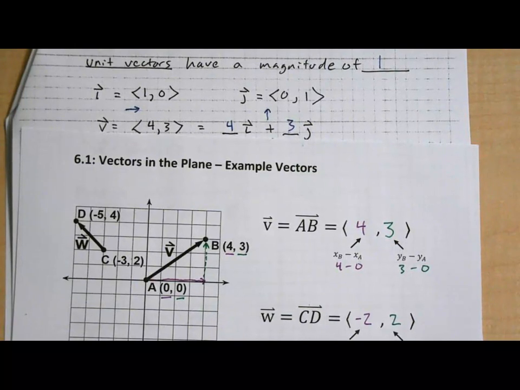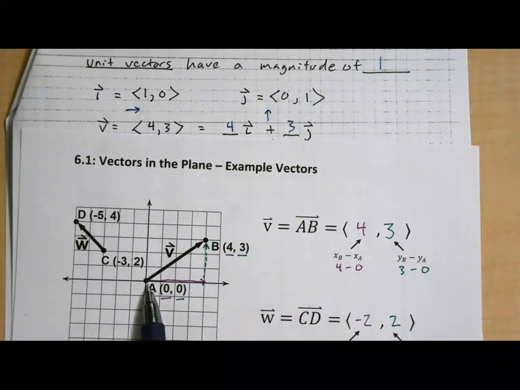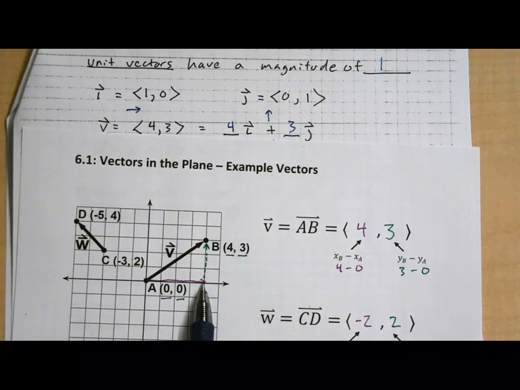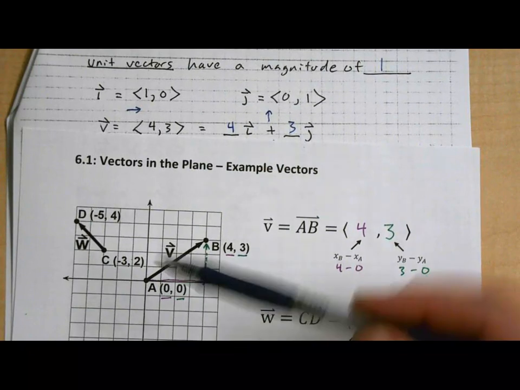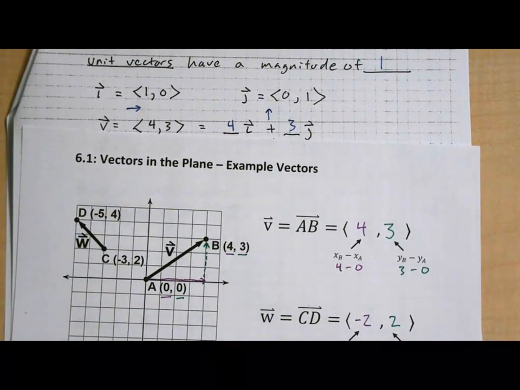3. Okay, and we'll talk graphically about what that means, but if you look at your little graph right here, if you imagine if we started at the origin and we went over 4 unit vectors to the right, and then we went up 3 unit vectors, we would end up at B again.